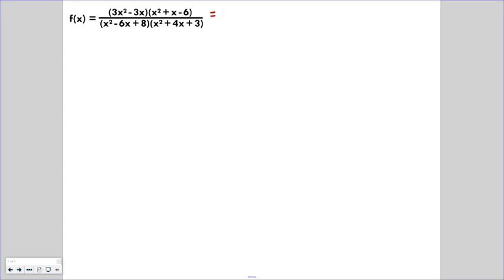So 3x squared minus 3x, I can pull a 3x out of both of those terms. And that leaves me with x minus 1. And then x squared plus x minus 6, I can factor that into x plus 3 and x minus 2. All right, so that's the top fully factored. And then the bottom, x squared minus 6x plus 8, that's going to factor into x minus 2 times x minus 4. And then x squared plus 4x plus 3, x plus 1, x plus 3.